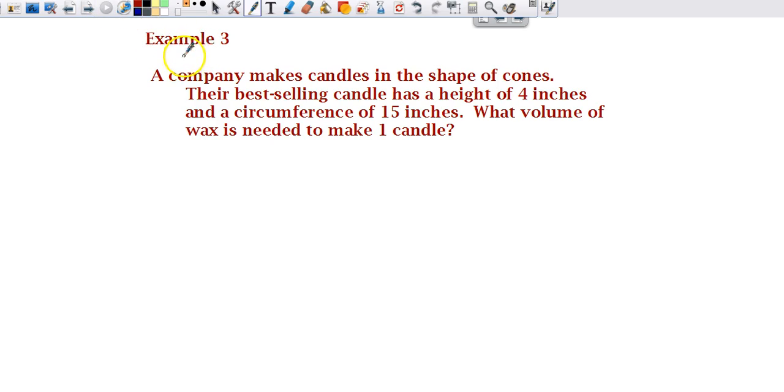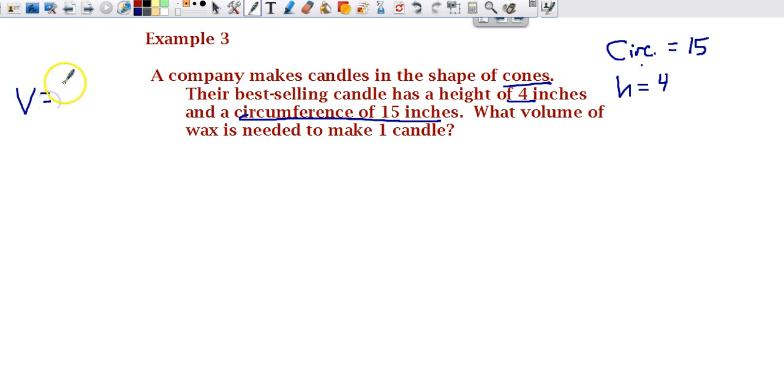All right, example 3. A company makes candles in the shape of cones. Again, another cone. Their best-selling candle has a height of 4, h equals 4, circumference of 15, and we want to know the volume. So we need the radius. Remember the volume formula, 1/3 pi r squared times the height.